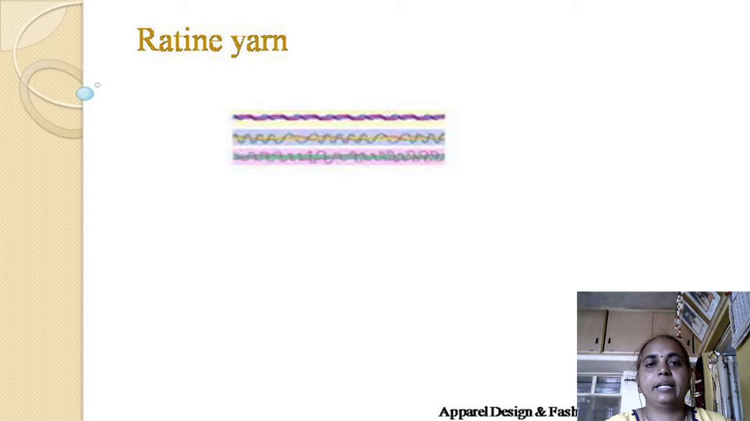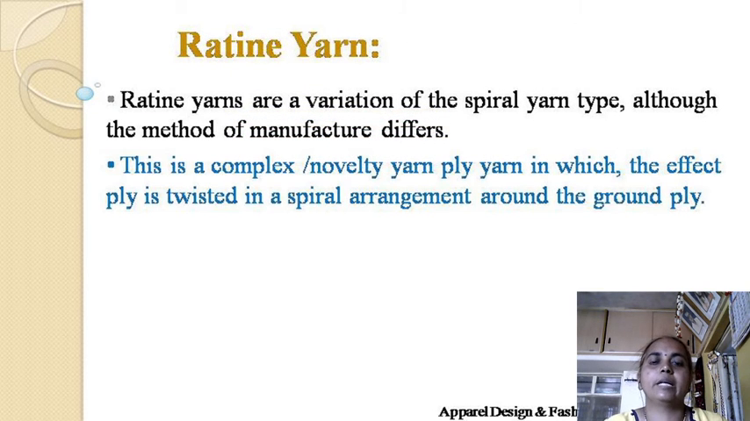So what is a rattan yarn? This is the sketch of the rattan yarn. This is a novelty yarn. Rattan yarns are a variation of spiral yarn type, although the method of manufacture differs. So rattan yarn is a variation of which yarn? That is the spiral yarn. Earlier we have discussed, so what is a spiral yarn? Spiral yarn creates the spiral effect, that is the spiral bending. You know spiral bending; in the same way the yarn texture or effect will be observed.